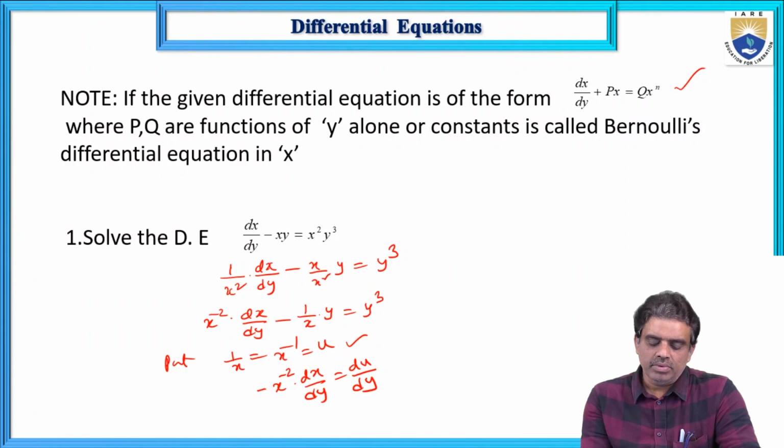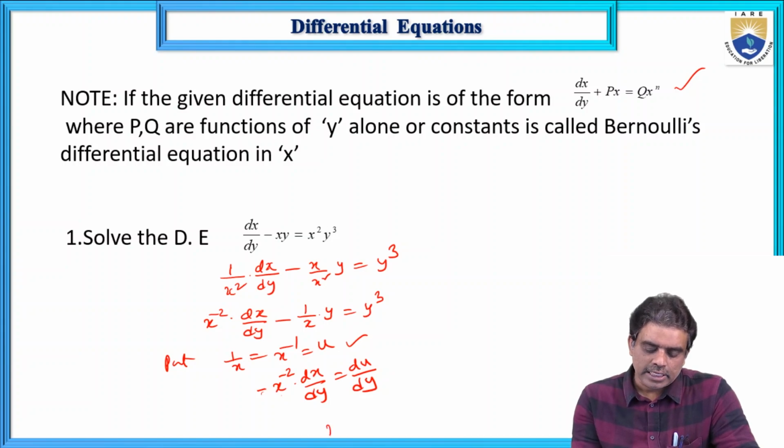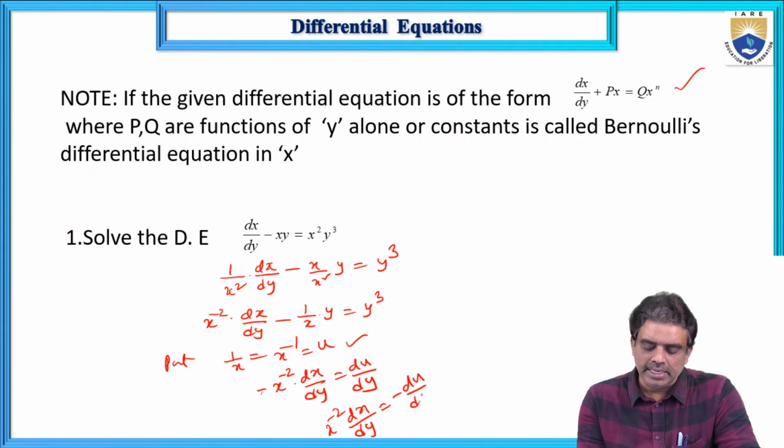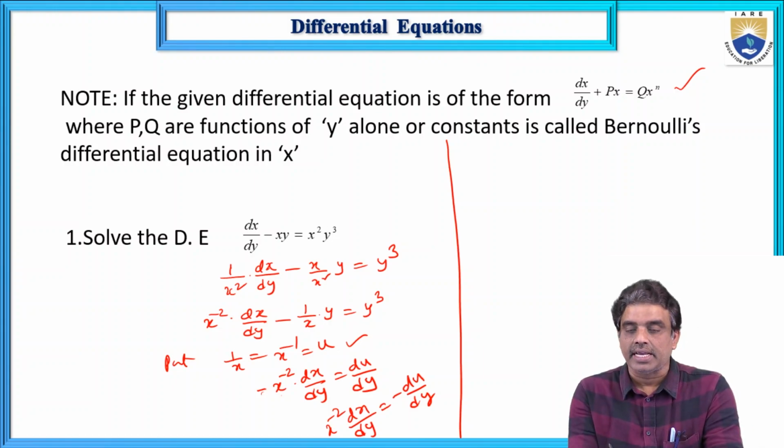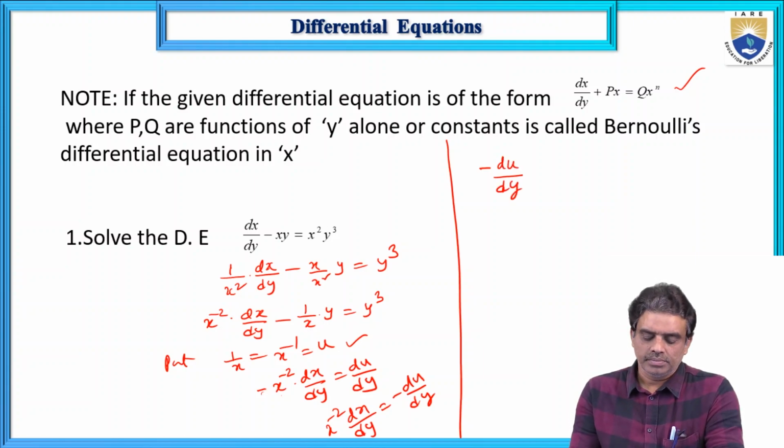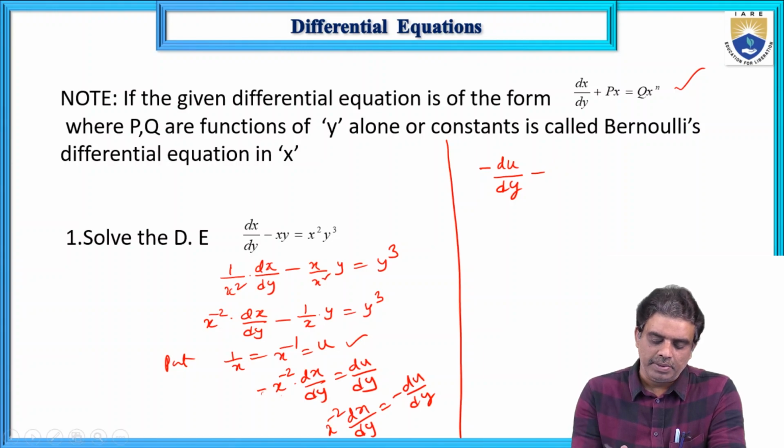Then what is the derivative? n x power n minus 1, that is minus 1, x power minus 2 dx by dy, is equal to du by dy. Or x power minus 2 dx by dy is equal to minus du by dy. So how can we write the equation? Minus x power minus 2 dx by dy can be replaced by minus du by dy, and 1 by x, x power minus 1, is replaced by u.